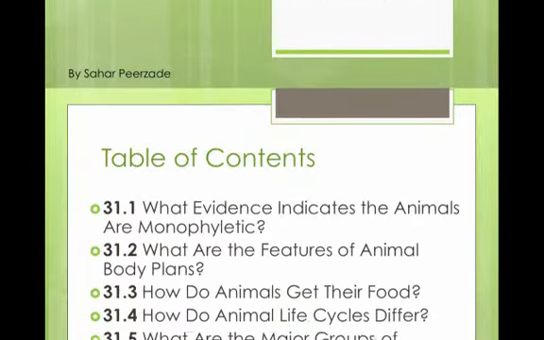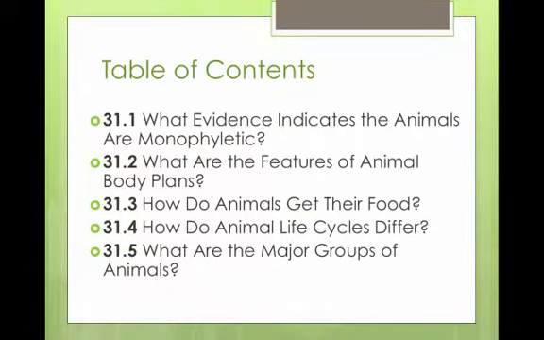Alright, so here's the table of contents. As I said, we'll be going up to 31.3 today. 31.1 will cover what evidence indicates that animals are monophyletic. Then we'll focus on what the features of animal body plans are. And then we'll finish up with how animals get their food.